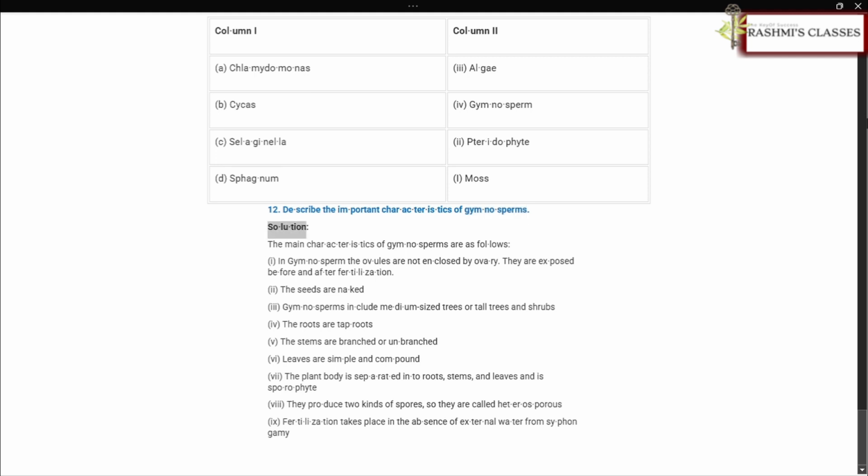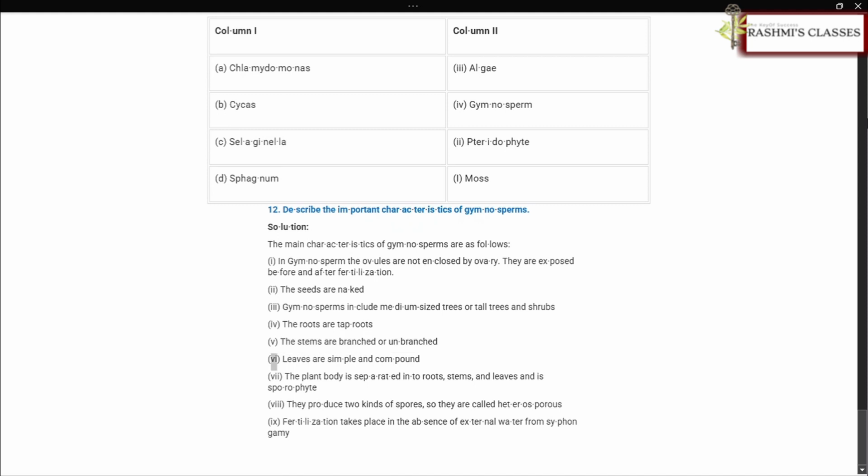Solution. The main characteristics of gymnosperms are as follows. 1. In gymnosperms, the ovules are not enclosed by ovary. They are exposed before and after fertilization. 2. The seeds are naked. 3. Gymnosperms include medium-sized trees or tall trees and shrubs. 4. The roots are taproots. 5. The stems are branched or unbranched.